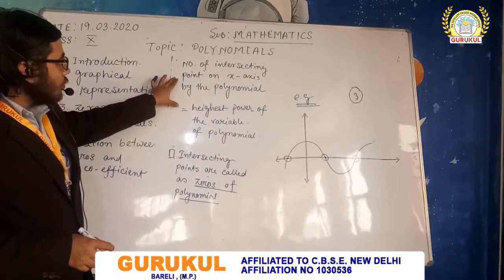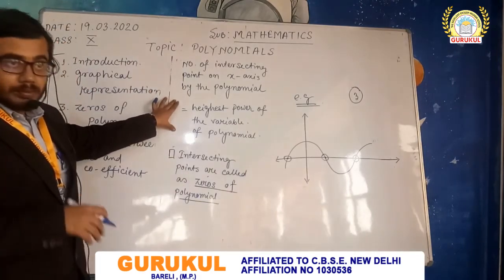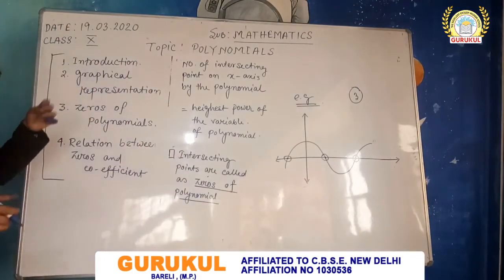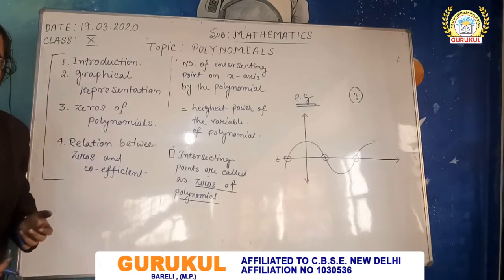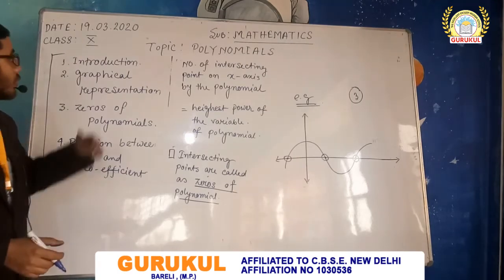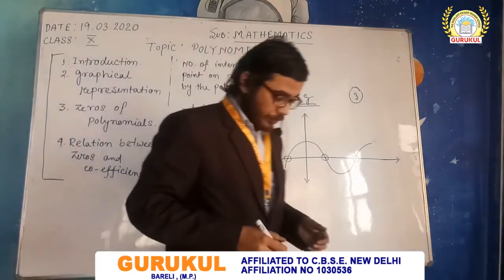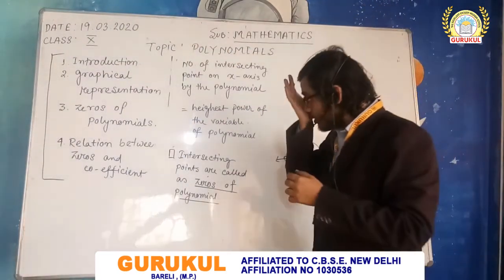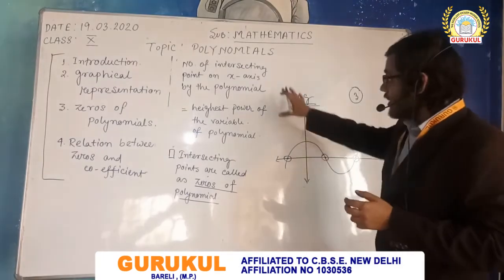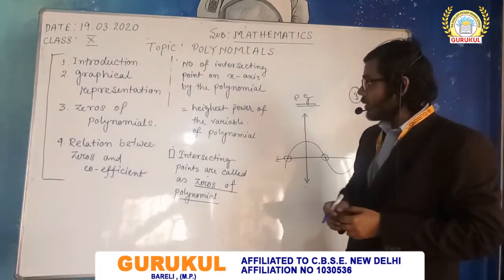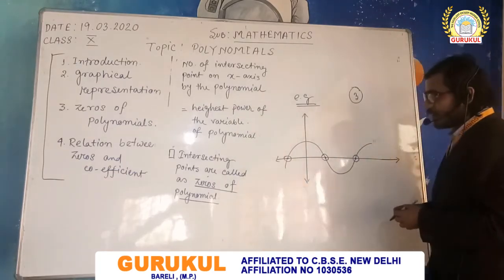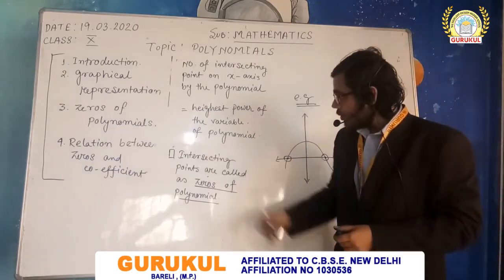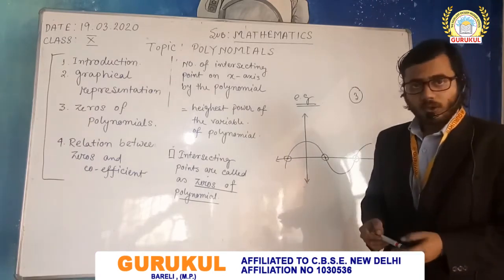From today's lesson, what we have learned: introduction to polynomials. What is the meaning of polynomial? The expression which contains the variable as well as the constant. Next, the number of intersecting points on the x-axis by the polynomial equals the highest power of the variable of the polynomial. Finally, intersecting points are called the zeros of the polynomial.